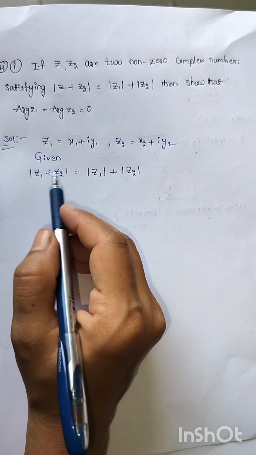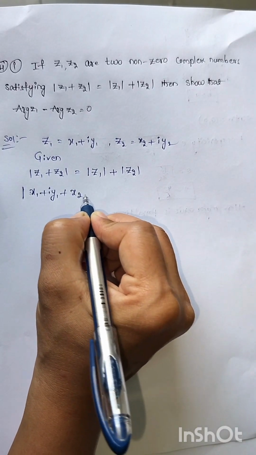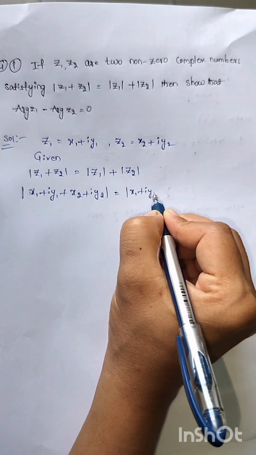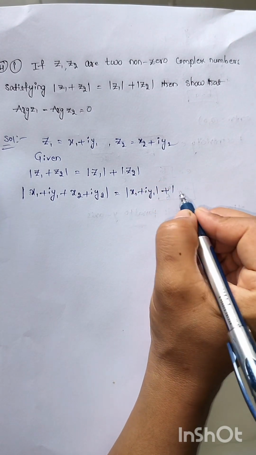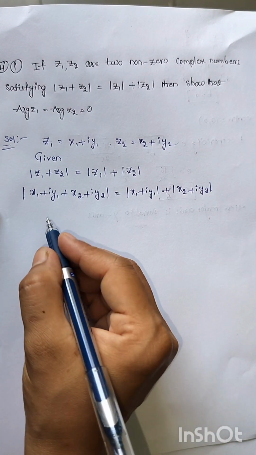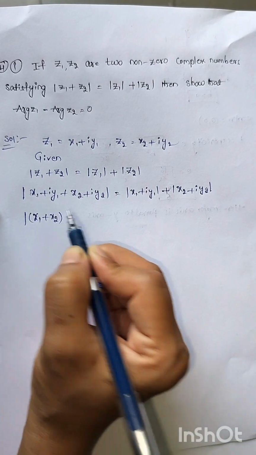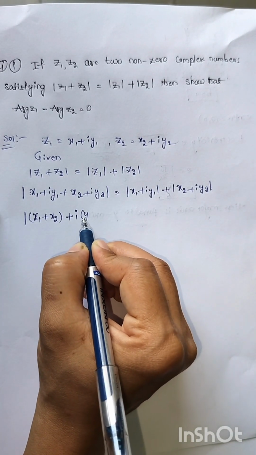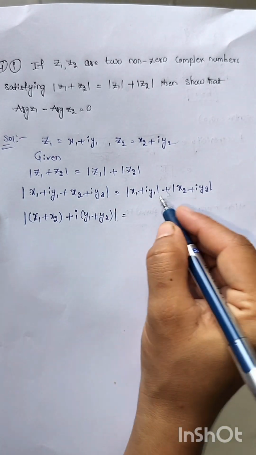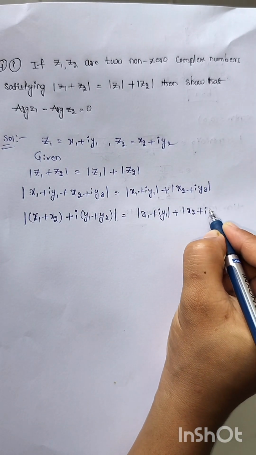So substitute z1 and z2 in this term: modulus of z1 is x1 plus i y1, z2 is x2 plus i y2, equals modulus of x1 plus i y1 plus modulus of x2 plus i y2. So in this term, we can write the real parts on one side, x1 plus x2, plus the imaginary part, i times y1 plus y2, equals modulus of x1 plus i y1 plus modulus of x2 plus i y2.